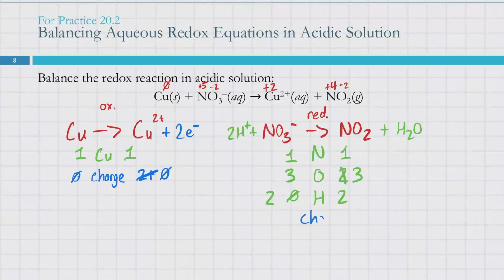We also get to do this for our reduction half reaction. On the right side, we've got a charge of 0, no charged ions or particles over there. On the left side, we've got 2 H+ and 1 NO3-. So we've got a 1+.